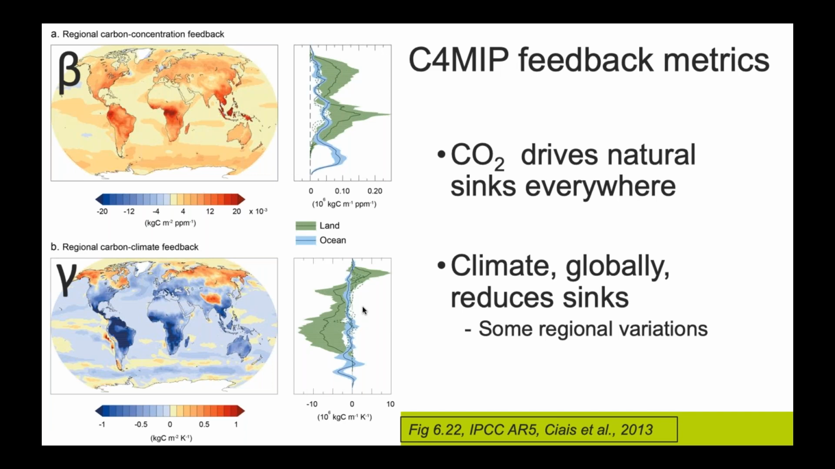And back in AR5, we came up with maps of these things, so you don't just need to look at global totals. If you want, you can come up with these things at a grid point level. The top panel there is the response to CO2. It's quite large and positive everywhere, and the bottom panel is the response to climate, and that's globally negative, but there are some regions, particularly in high latitudes, where that's positive.